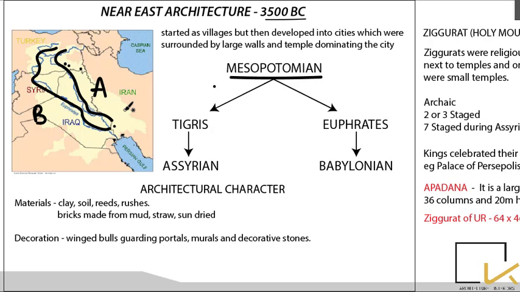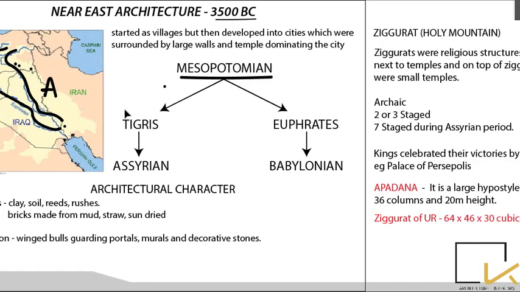Okay, let's jump into the architectural character. Materials used were clay, soil, reeds, rushes, bricks made from mud, straw and sun-dried bricks. For decoration during the settlements, there were winged bulls guarding portals, murals and decorative stones.